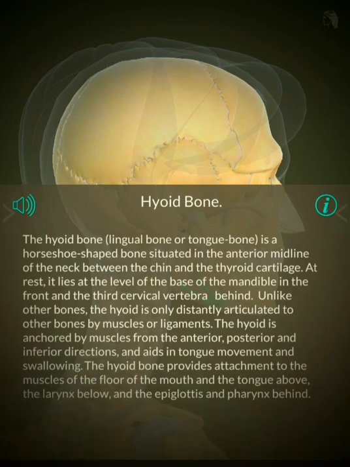The hyoid is anchored by muscles from the anterior, posterior, and inferior directions, and aids in tongue movement and swallowing. The hyoid bone provides attachment to the muscles of the floor of the mouth and the tongue above, the larynx below, and the epiglottis and pharynx behind.